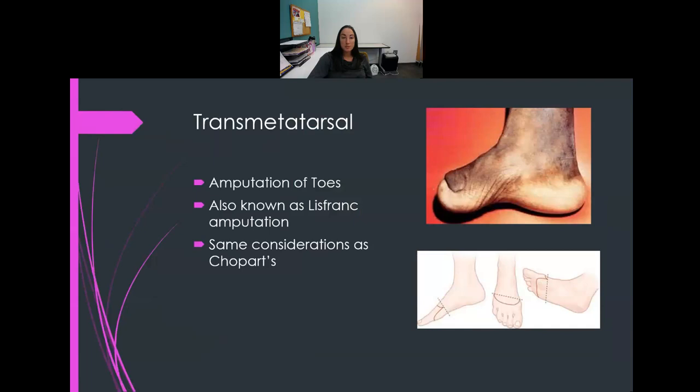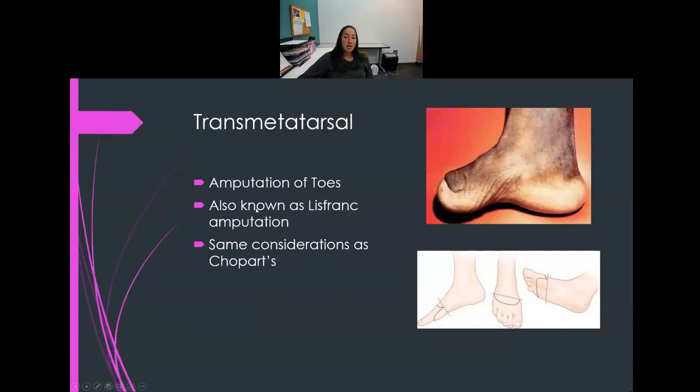With transmetatarsal, they cut through the metatarsal, so the bones that go to your toes. Most of the time they make an incision on the bones, but they leave extra skin and tissue, muscle around it, and then kind of create a flap and sew it back together, so that there's some cushion at the end of the bone. And that's kind of with all amputations, not just this transmetatarsal.